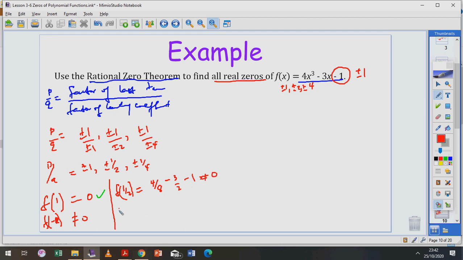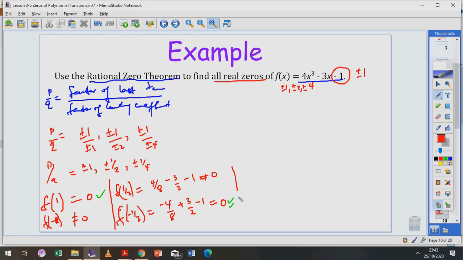Let me try f of negative half, the next one. This will be negative 4 out of 8 plus 3 out of 2 minus 1. It's a plus because negative times a negative. This is negative 0.5 plus 1.5, which is positive 1, minus 1, which is 0. So this is another one which gives me 0. So this is also a real zero of this polynomial.